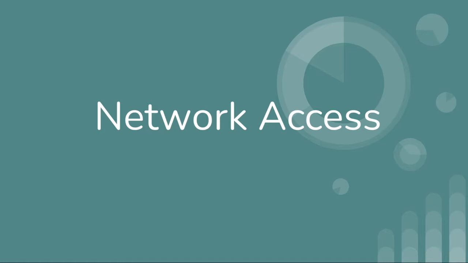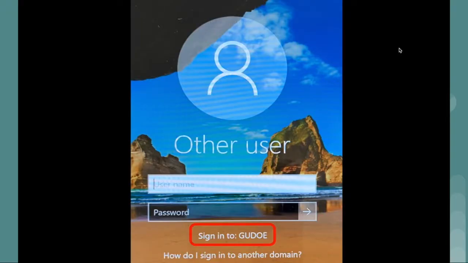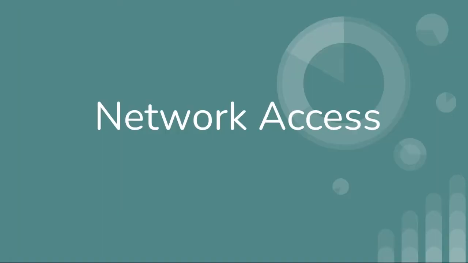and you're not sure if you have network access, the first indicator is that if you were issued a GDOE laptop, then by default, you must have been given network access. The username and the password that you use to get into your GDOE laptop is your network access.